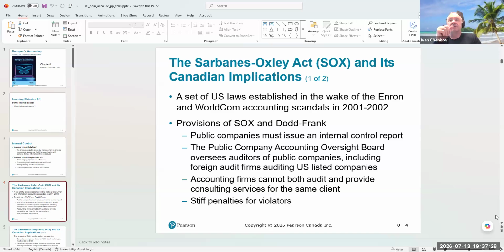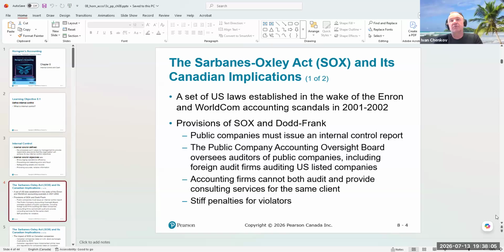So this Sarbanes-Oxley Act, which was implemented in the US, and how that affects our economy here in Canada, happened because of a problem which happened in the US, which affected the entire globe, and then the regulator had to step up and change the regulations or rules. So what happened, briefly?